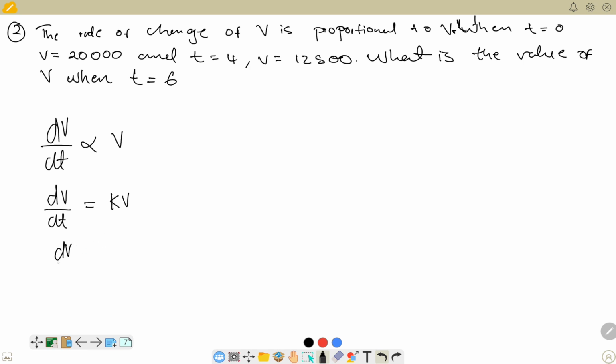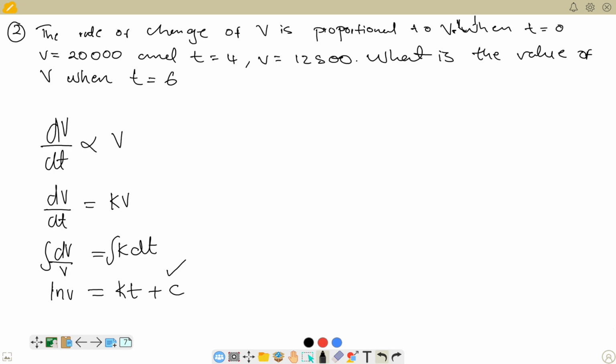In this case, we'll divide by v and multiply by dt. So we'll have k dt this side. So if we integrate both sides, dv over v, when we integrate that, we find that this is ln v equals kt plus c.